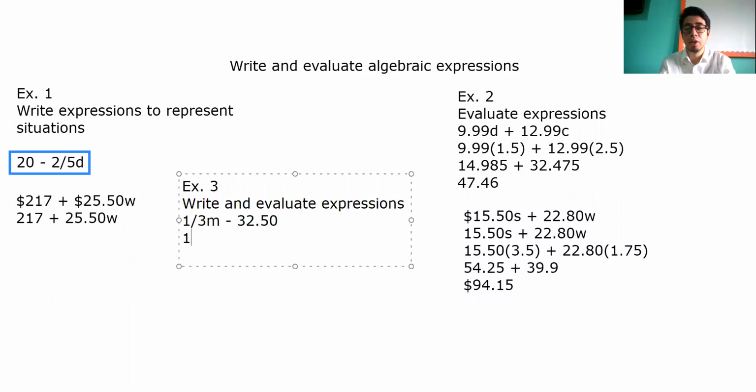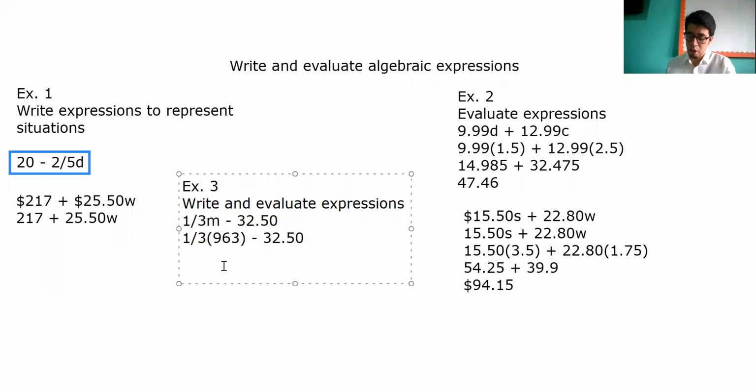So I have 1/3 multiplied by M. In this case, M is going to be the total amount of money, that is 963, minus 32.50. What is the 32.50? The money that he's going to pay for the lunch each week. So we already have the answer, only multiplying in here, and later we subtract at the end. So the answer is $288.5. This is the amount of money he is going to have remaining.